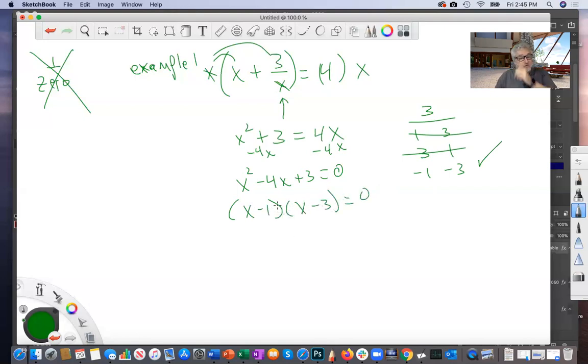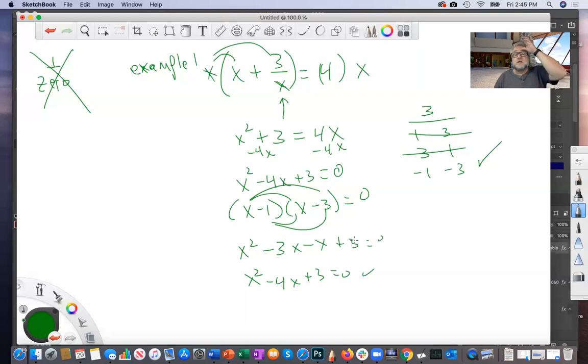And let's test it just for fun, because it is a lot of fun. X squared, first 2, outside 2, inside 2, last 2. -1 times -1 is a +3. So this comes out to be x squared minus 4x plus 3. So it worked. Hooray.